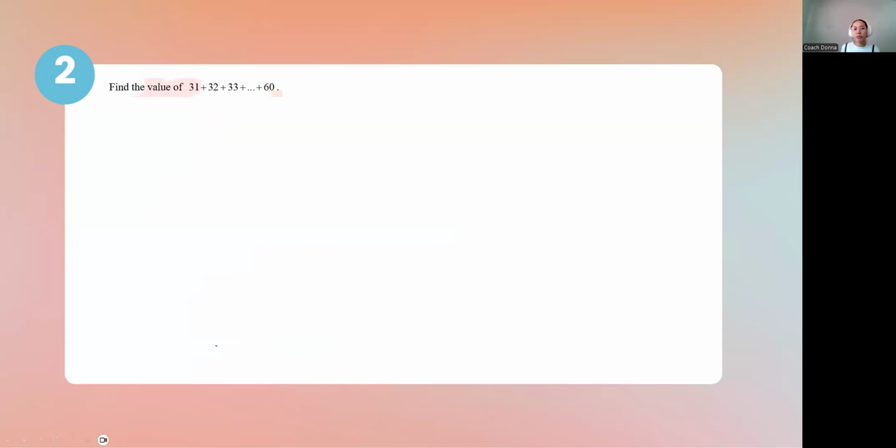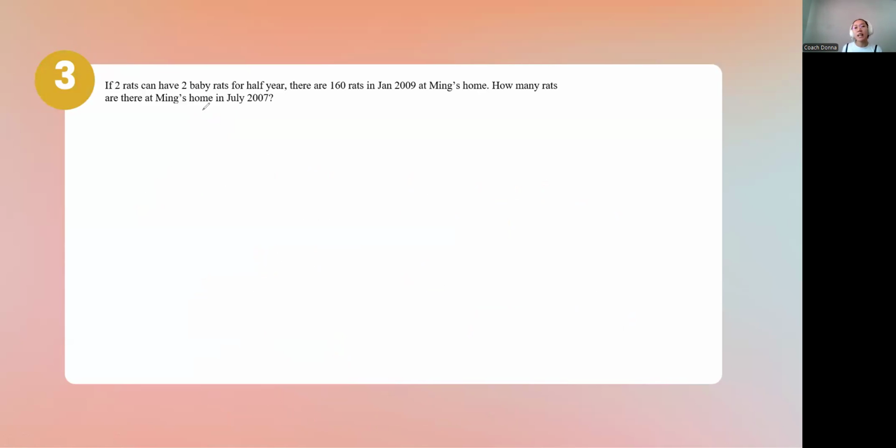Number 3: if two rats can have two baby rats for half a year, there are 160 rats in January 2009 at Ming's home. How many rats are there at Ming's home in July 2007? Again, two rats can have two baby rats for half a year. There are 160 rats. From that given information, you know that we will start at 160 for half a year.